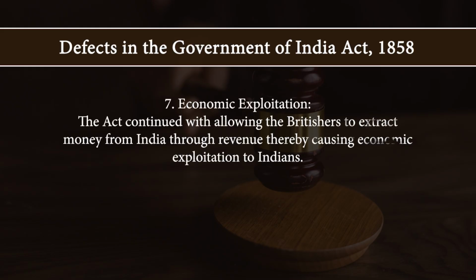Lack of comprehensive social reforms. The Act mainly focused on the maintenance of law and order, and other social concerns like land reforms, caste discrimination, welfare of weaker and marginalized sections of society, etc., were completely ignored. Another defect was with regard to economic exploitation. The Act continued allowing the Britishers to extract money from India through revenue, thereby causing economic exploitation to Indians.